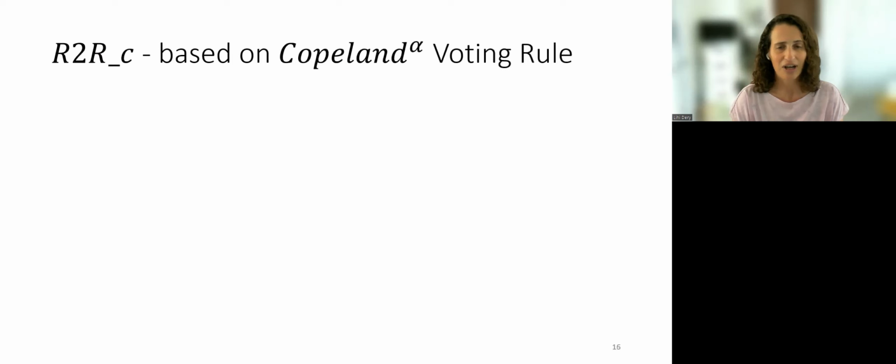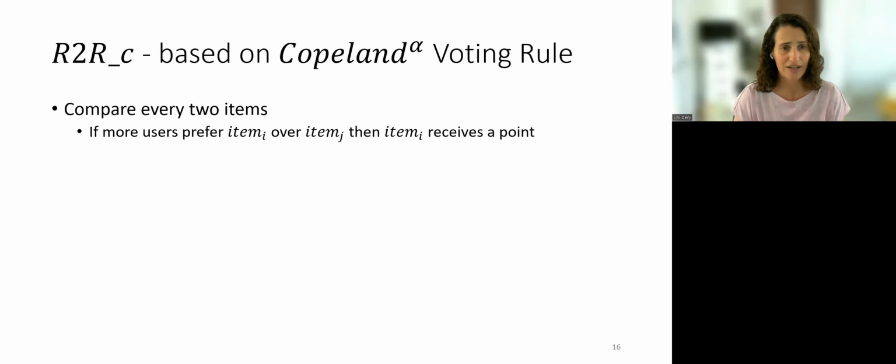The other method, R2RC, is based on the Copeland alpha voting rule. And this means that we again compare every 2 items. And if more users prefer item I to item J, then item I receives 1 point. In Borda, the points were the number of users who preferred item I to item J.